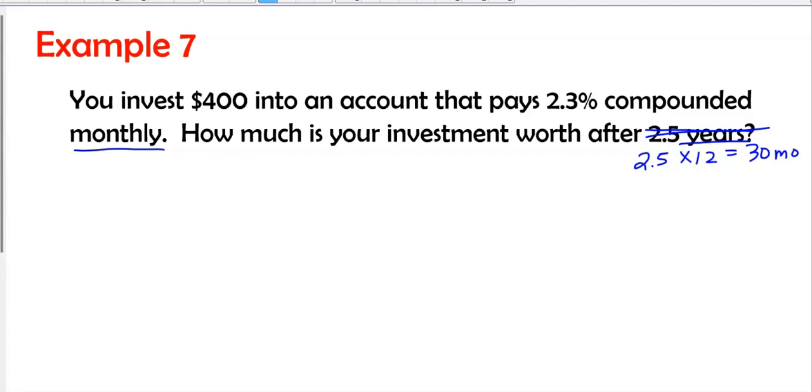Okay, then this whole compounded monthly thing, what does that mean? That means that your interest gets not compounded at the end of the year, not added at the end of the year, but added every month. But unfortunately, the bank doesn't give you 2.3% every single month. That'd be really great if they did. They don't. They divide that. They divide your 2.3% by 12.